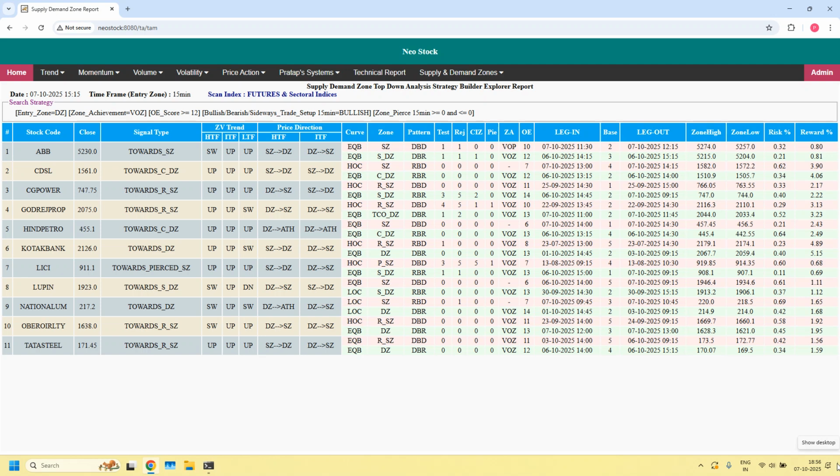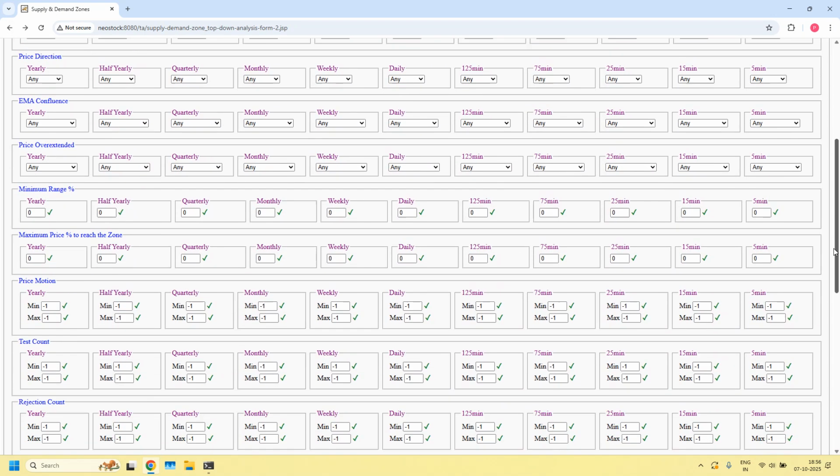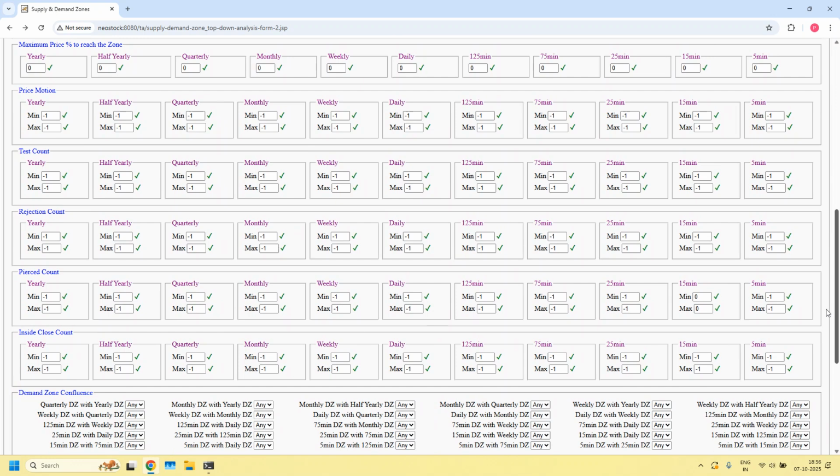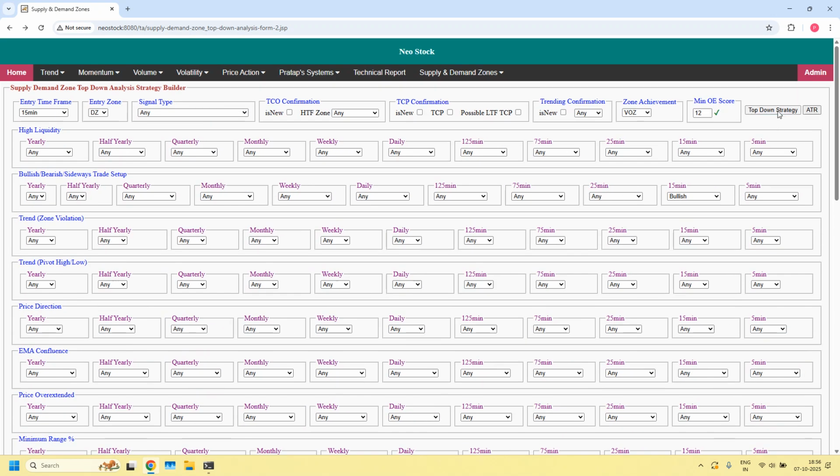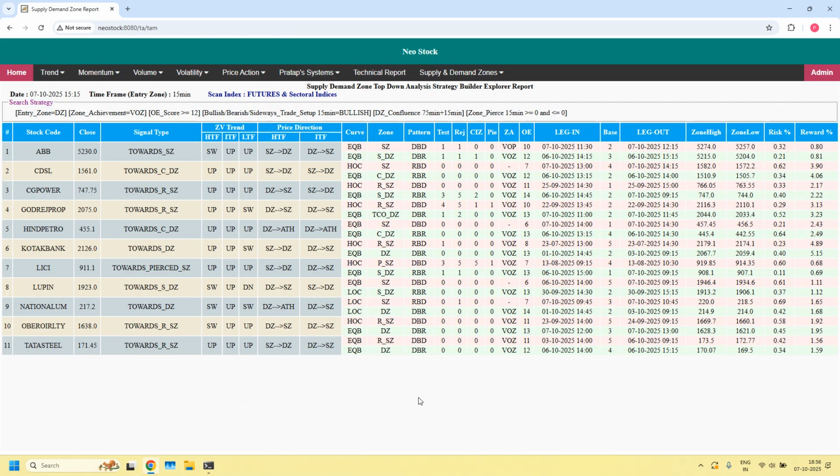per the 2 strategies. First strategy, LTF ITF demand zone confluence, and then ITF EMA confluence. So first filter is 15 minutes and 75 minutes demand zone confluence. I am enabling the filter. After applying the filter, we got all the 11 stocks.